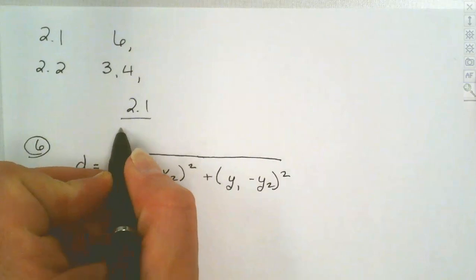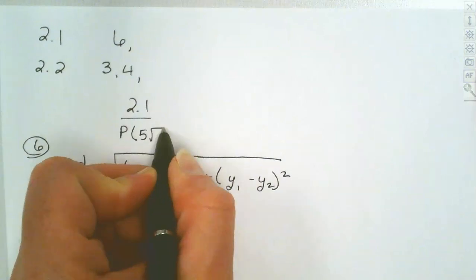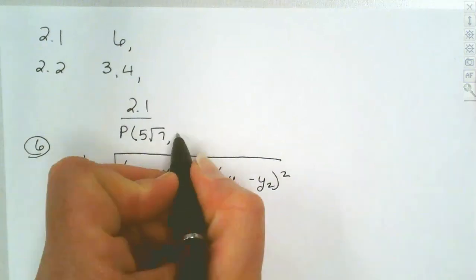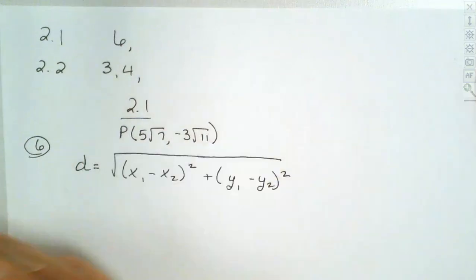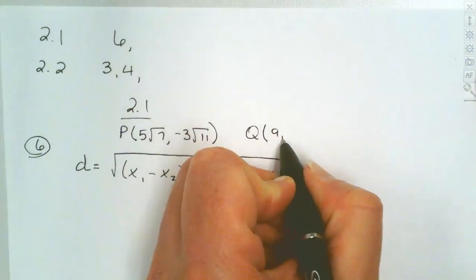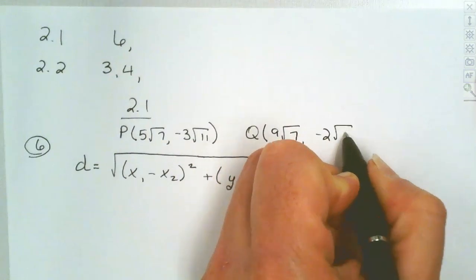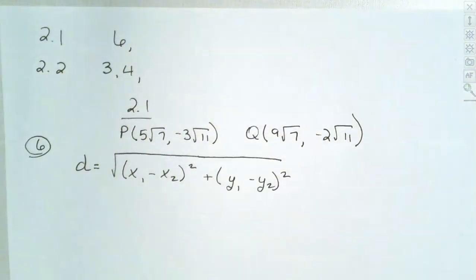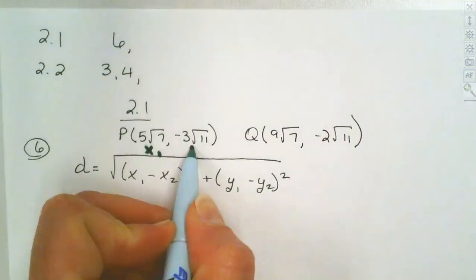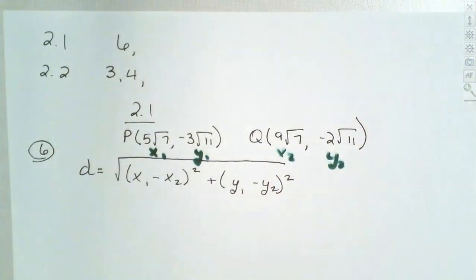And we've got these points to use with this formula. So we've got 5 square root of 7, comma, minus 3 square root of 11. That's our first point. Our second point, Q, is 9 square root of 7, comma, minus 2 square root of 11. And we're going to label these ordered pairs x1, y1, x2, and y2. And then we'll plug those in to our distance formula here.